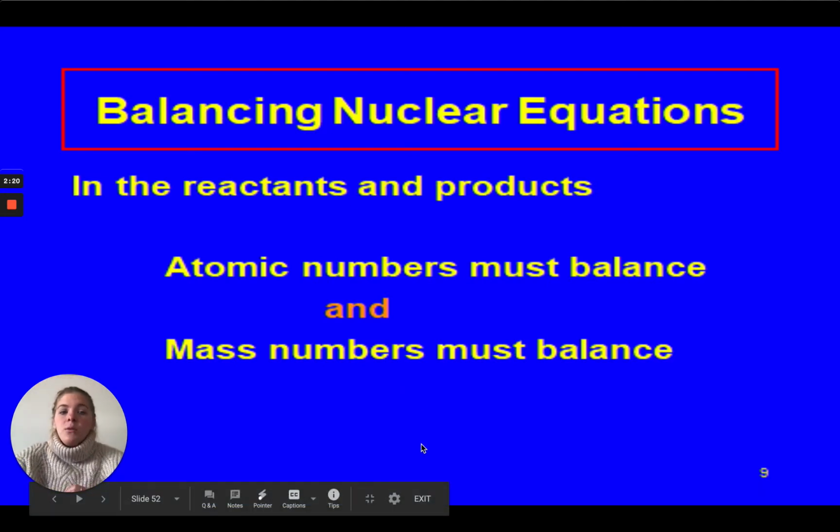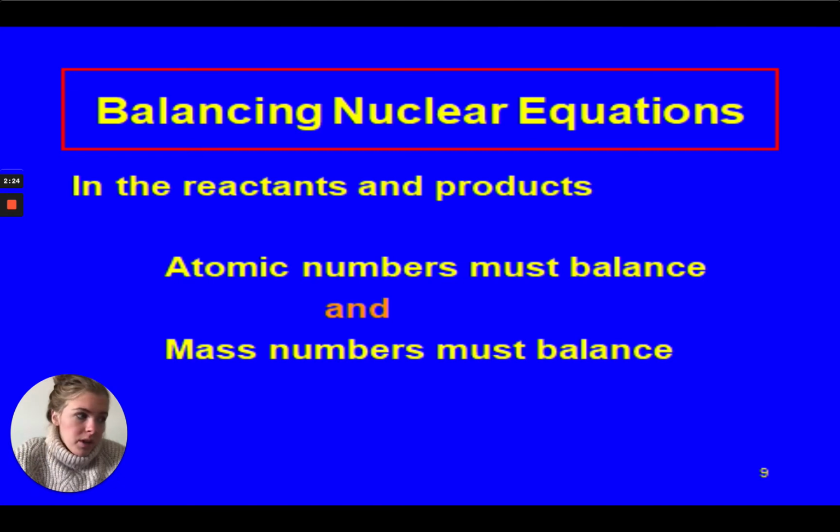So balancing nuclear equations is what we are going to do with this nuclear chemistry. You know what nuclear chemistry is, you know what beta, alpha, and gamma radiation is, so we're going to apply that to some balancing equations. We always know that we can't create or destroy mass, so our atomic numbers must always balance and our mass numbers must balance as well.